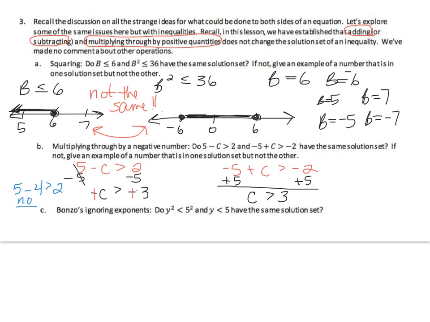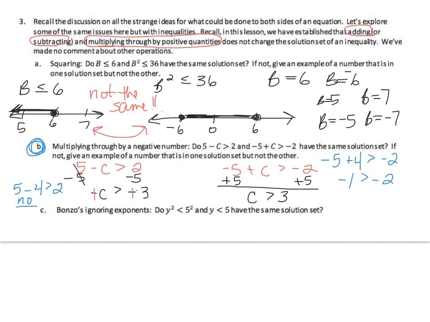No. Okay, let's try it over here. C is greater than 3, so I'm trying it on this side. C is greater than 3, so 4 is greater than 3. Negative 5 plus 4, is that greater than negative 2? Negative 5 plus 4 is negative 1, which is in fact greater than negative 2. So we don't get the same solution, okay? They are different. This is a big deal.